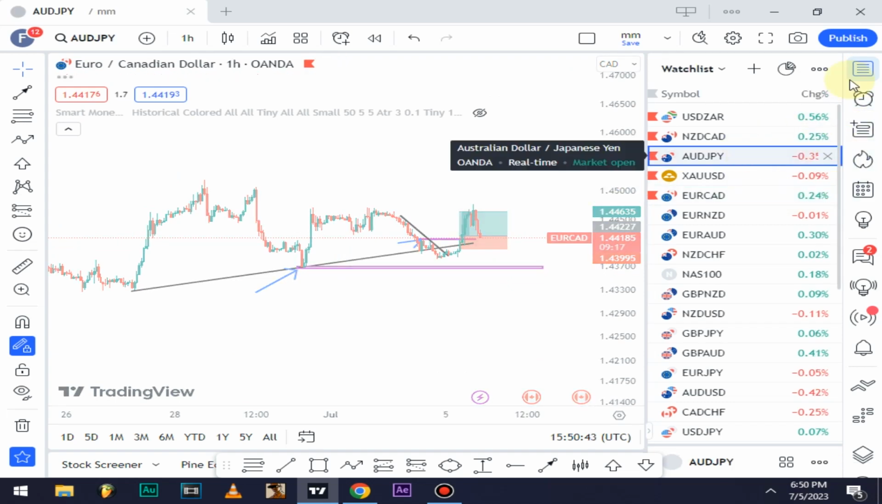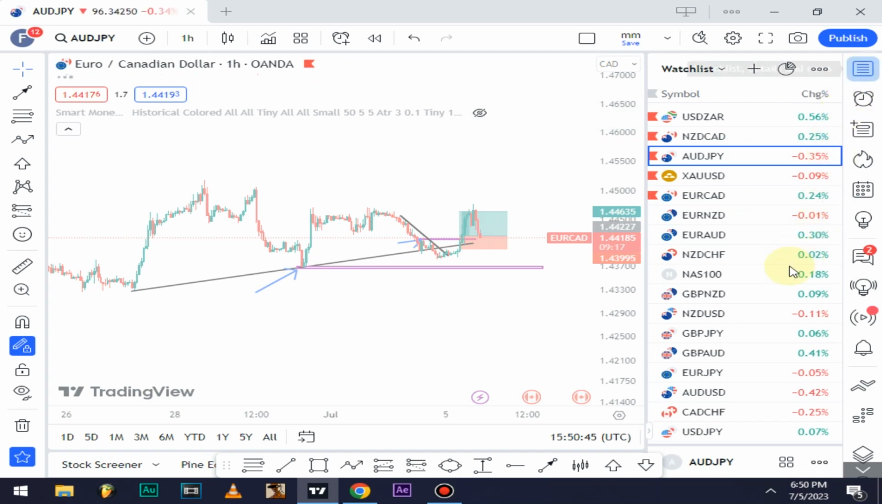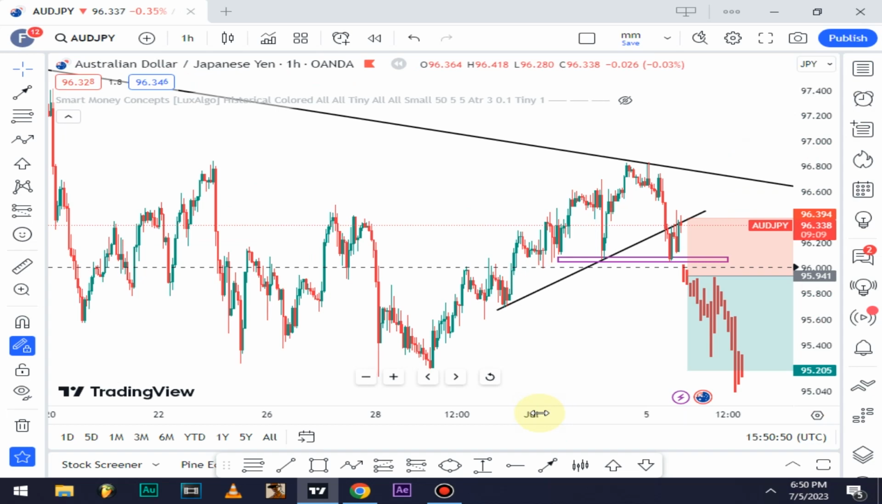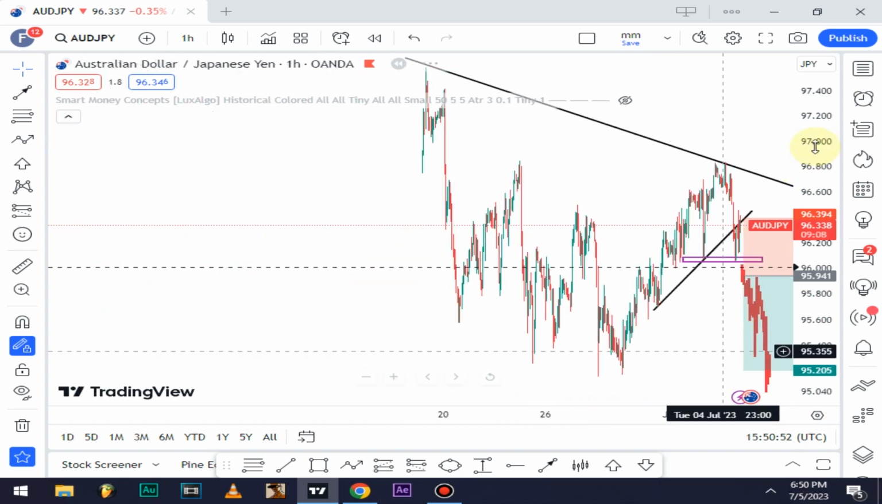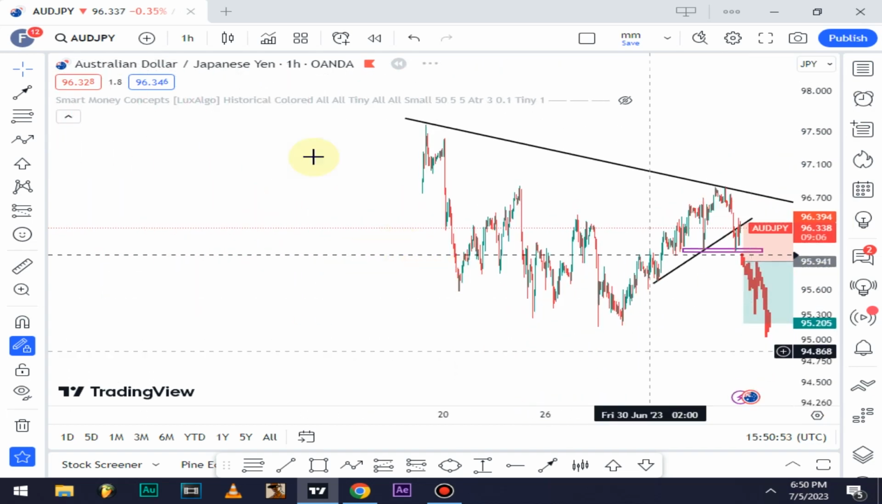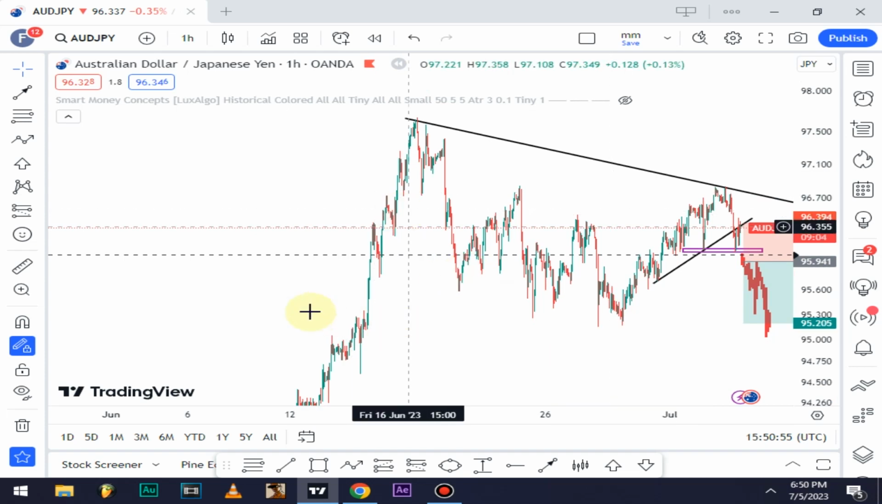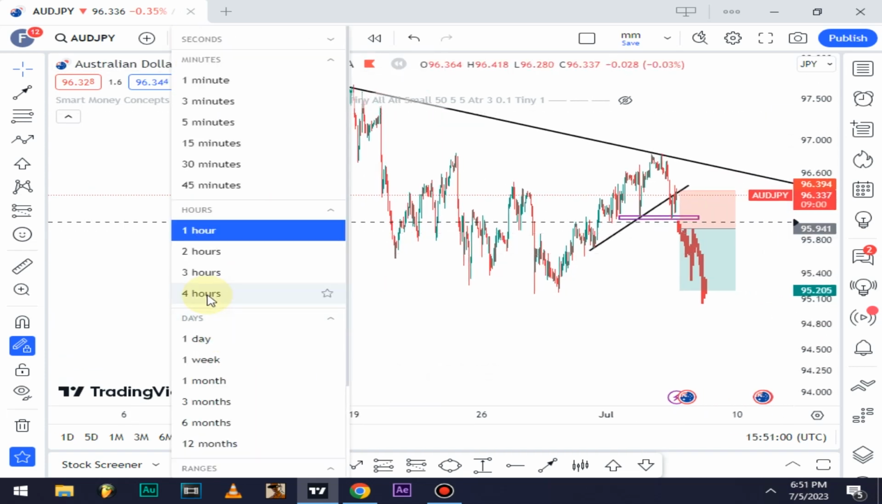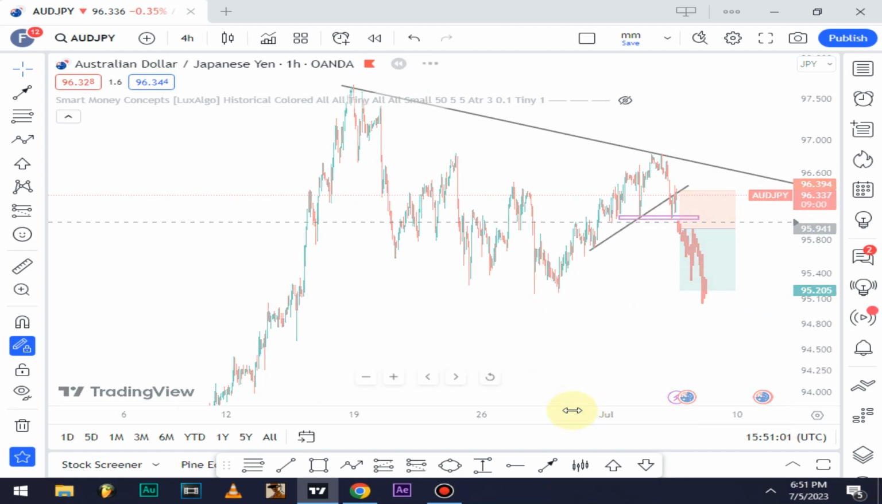Let me just show you. I have another one. How's the JPY? Another trade that I'm waiting for. Let me show you something. But remember, guys, you still have to go to the higher time frame and confirm what's happening. Let me just go to the 4 hours and show you what's up.